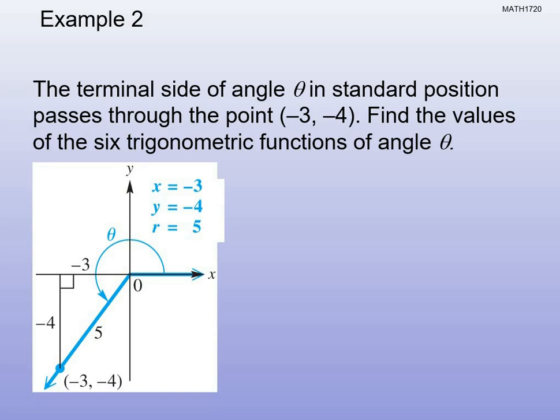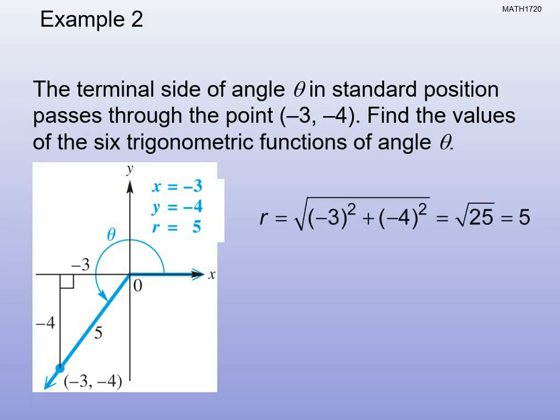Theta starts in our standard position and rotates counterclockwise. All right, so we should have -3, -4, 5. The negative values do come into play when we write the ratios, so that is important. Where did that 5 come from? It was calculated. How did we calculate that?